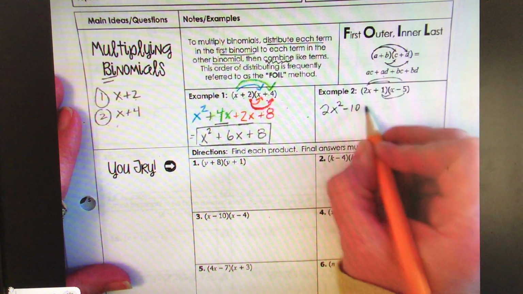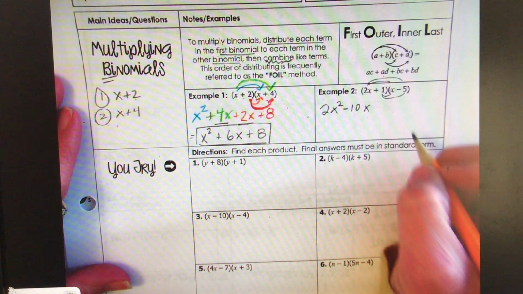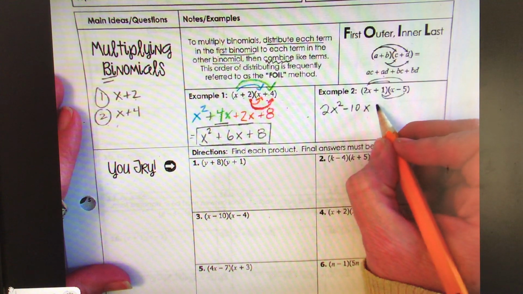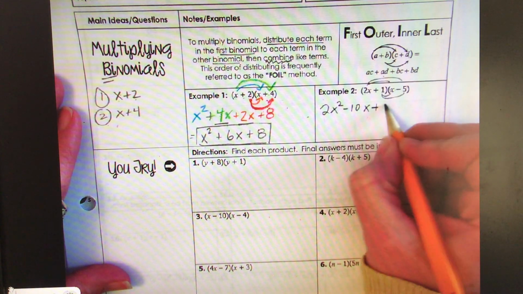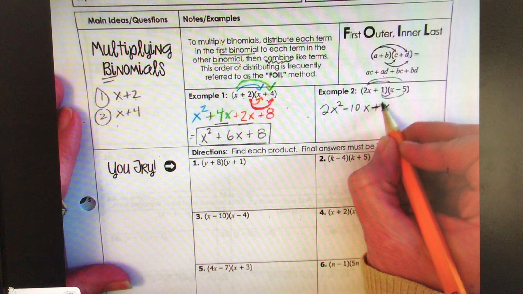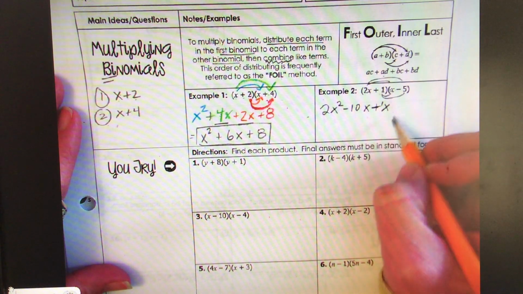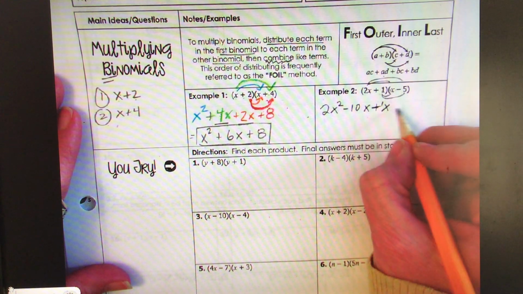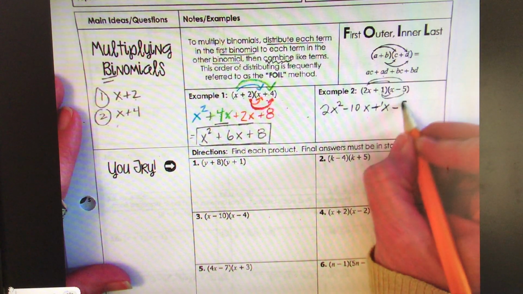Minus 10x, because I'm now doing the outer terms. And then I have plus x, or again, I could do 1x, because I have 1 times x. And then I am going to end with 1 times negative 5, which is negative 5.